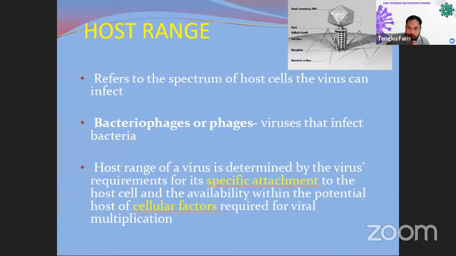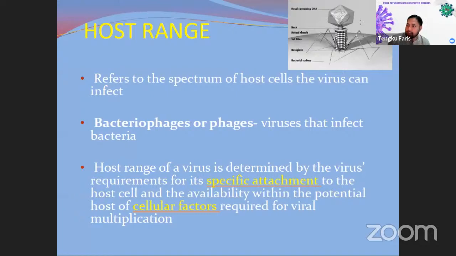The host range. As I mentioned on the slide, you can see this is one example of a virus. You have the head on top, which contains the nucleic acid, in this case DNA. They have the neck, a helical sheath on the outer layer. They have the tail fibers, the tail, the base plate, and the bacterial surface. So you need to know that the virus is smaller than the bacteria.